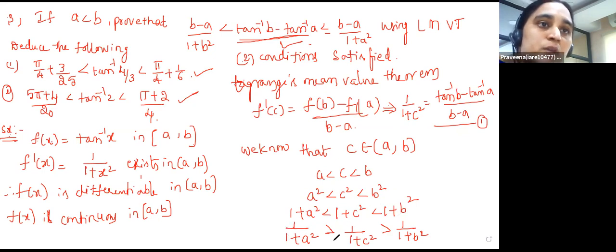In this reciprocal statement, once you see 1 by 1 plus c square, what is 1 by 1 plus c square from the first equation? Tan inverse b minus tan inverse a by b minus a. Now substitute that 1 by 1 plus c square value in the reciprocal of this condition.